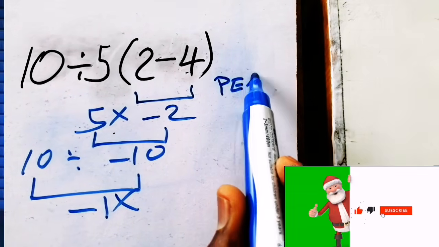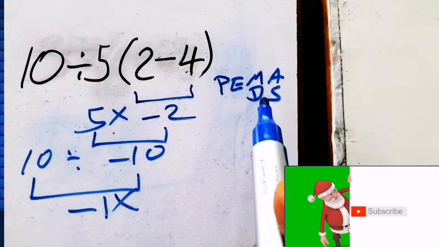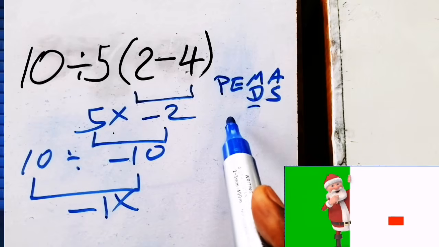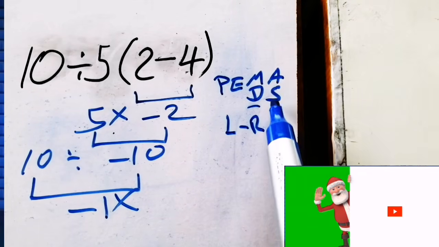exponent, then multiplication or division, and finally addition or subtraction. Remember that multiplication and division has equal priority. We have to work from left to right. The same applies to addition and subtraction.